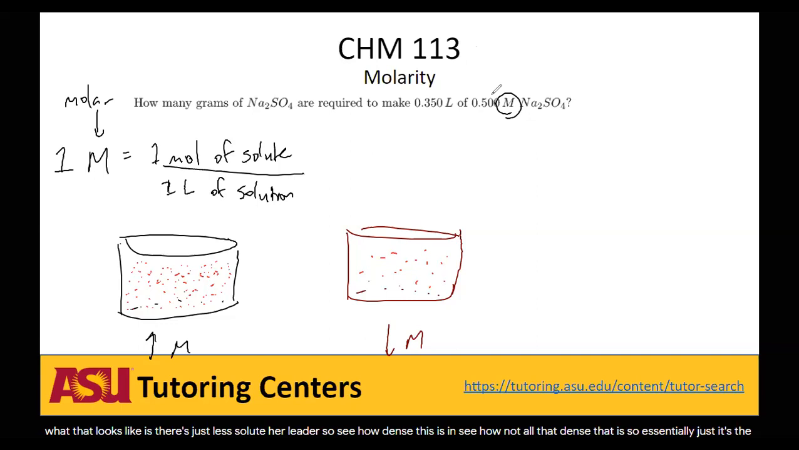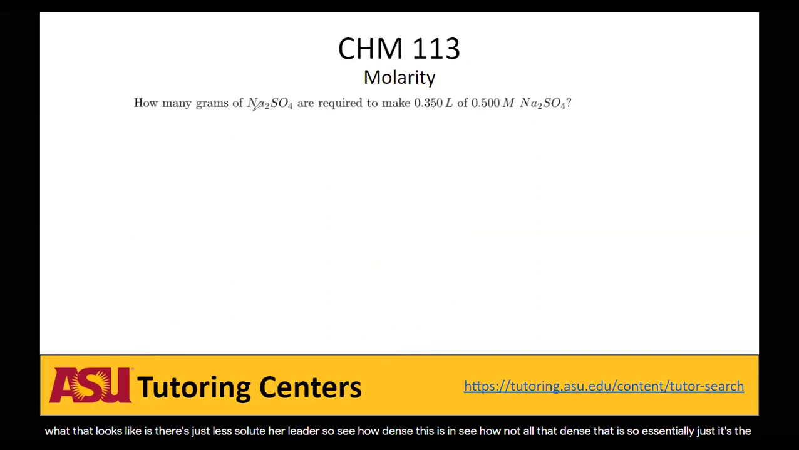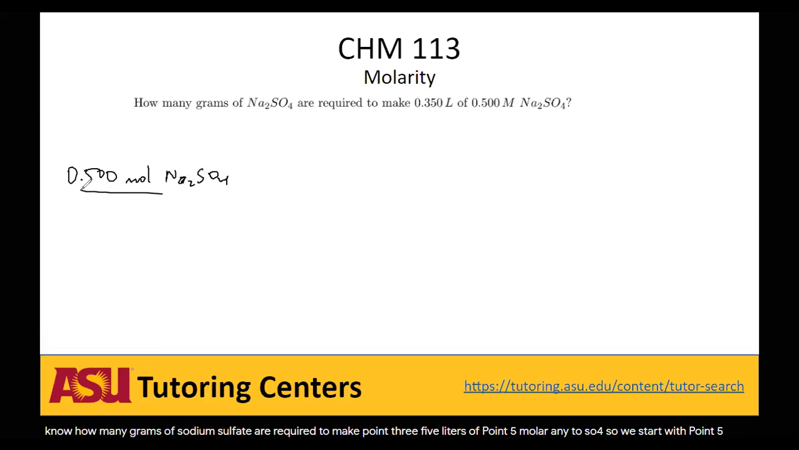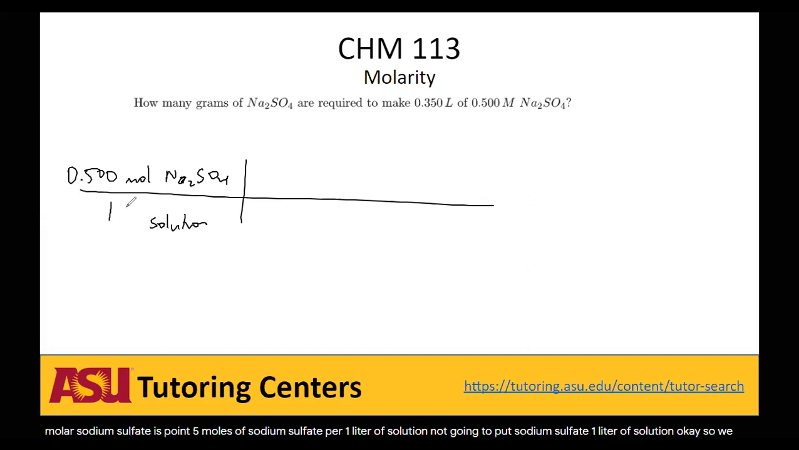So we're going to use this definition to our advantage. We want to know how many grams of sodium sulfate are required to make 0.35 liters of 0.5 molar Na2SO4. So we start with 0.5 molar sodium sulfate. 0.5 molar is 0.5 moles of sodium sulfate per 1 liter of solution. So 0.500 moles per 1 liter.